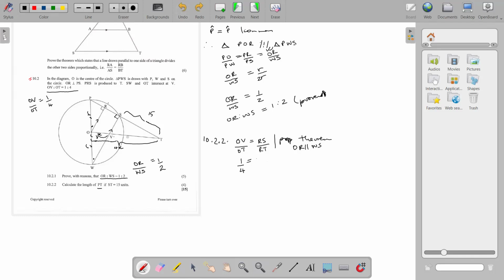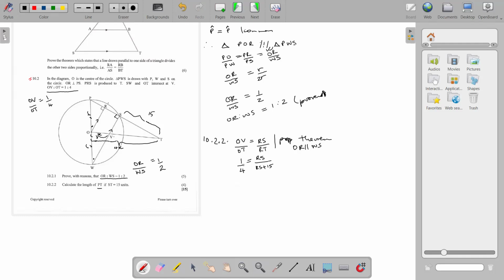RS is the one. Oh, RS, we don't know it. Then RT here is going to be RS plus ST, which is 15.